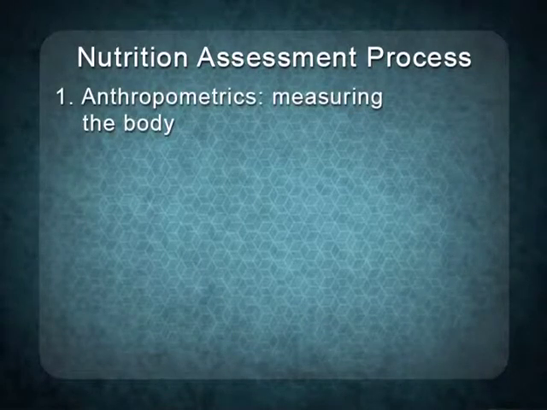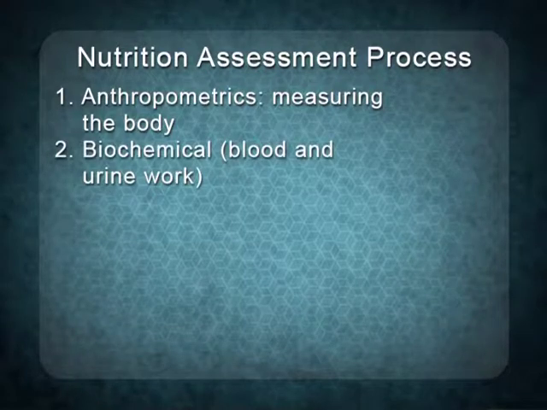Anthropometrics. What does that mean? Anthropometrics means measuring the body. So any measurement that you would have would be considered an anthropometric measure. Biochemical, or blood or urine work. So if you have that handy, if you've had a recent physical and you have those numbers handy, that would be the biochemical portion of the nutrition assessment process.